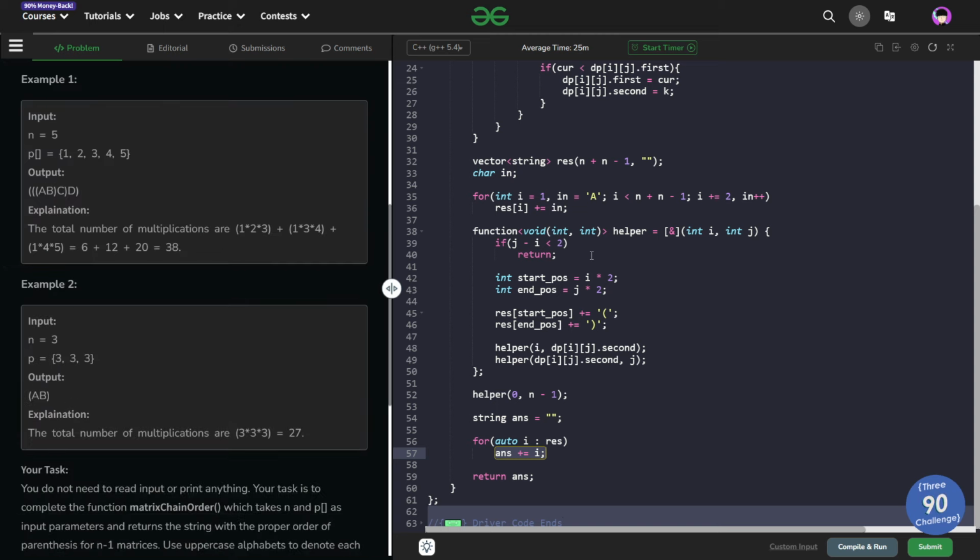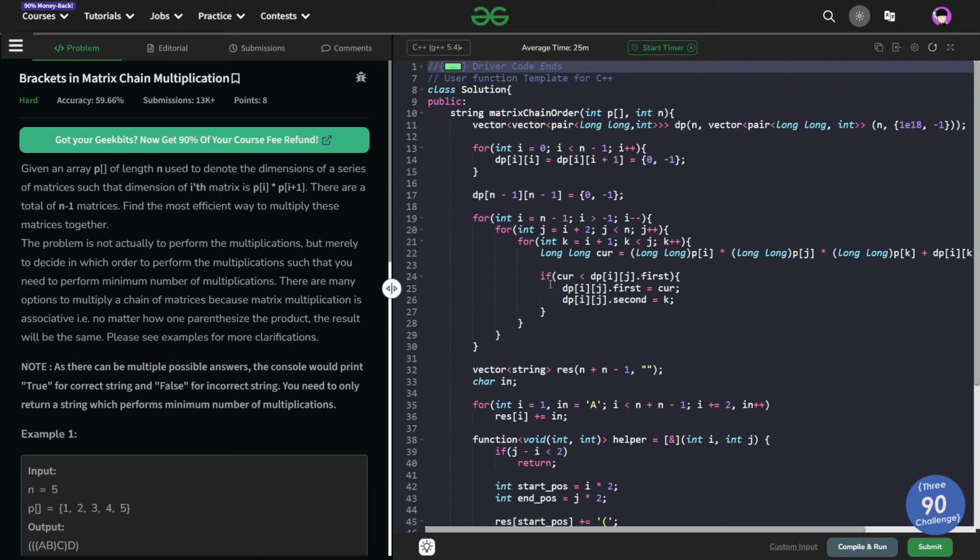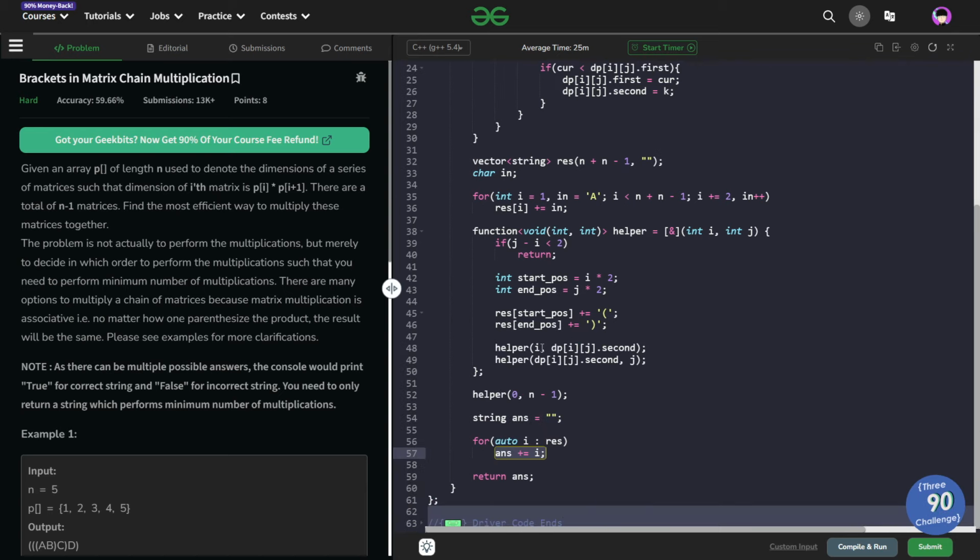I hope that you guys were able to understand the solution. I know that this problem was a little bit long, and it's hard in terms of implementation because you have to think a lot in this particular part as well. So that is it for this particular video. I hope that you guys were able to understand the solution.